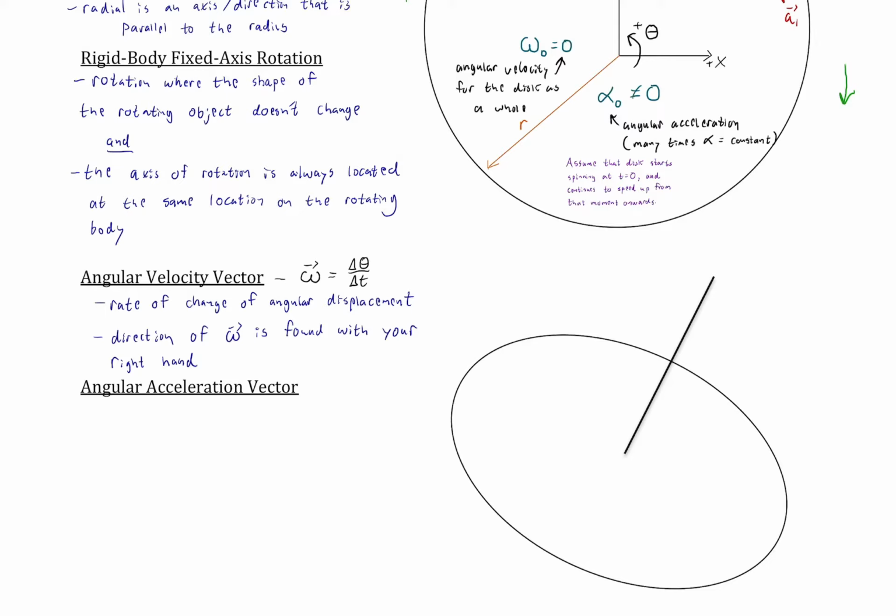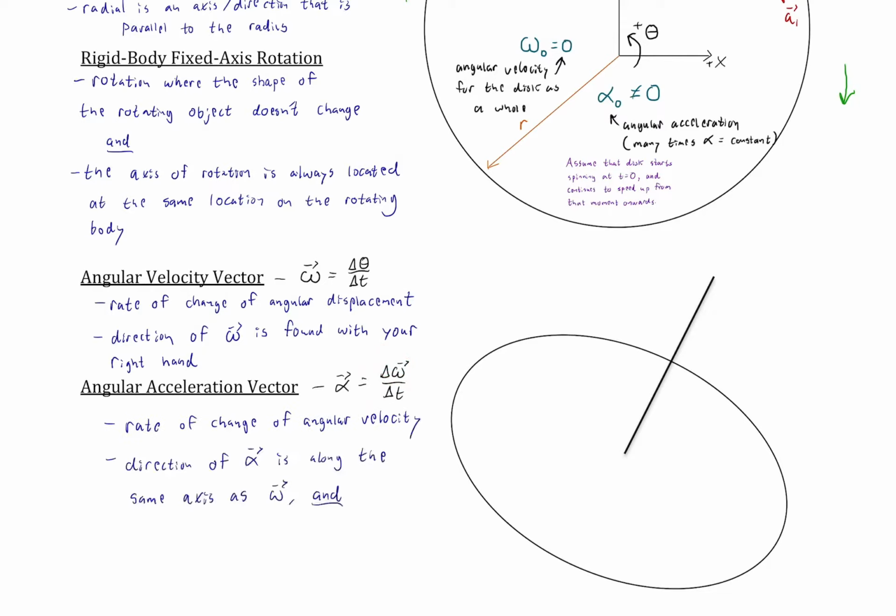In this chapter, in chapter 10, it's more of a side note, but it's good to be thinking about it ahead of time. All right, and then alpha as a vector is the change in the angular velocity vector over the change in time. So it's the rate of change of angular velocity, and the direction of alpha is along the same axis as omega and is parallel if omega is increasing. So check it out. Anti-parallel if omega is decreasing.